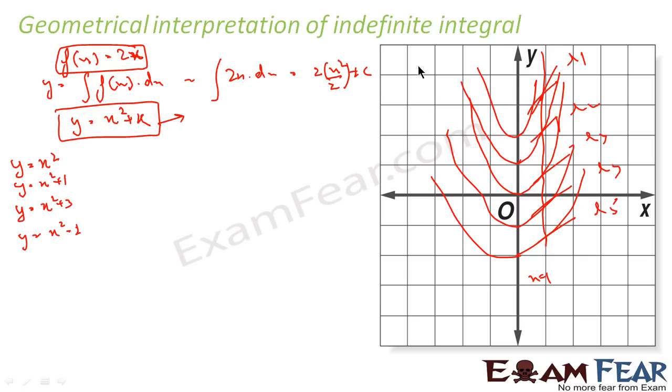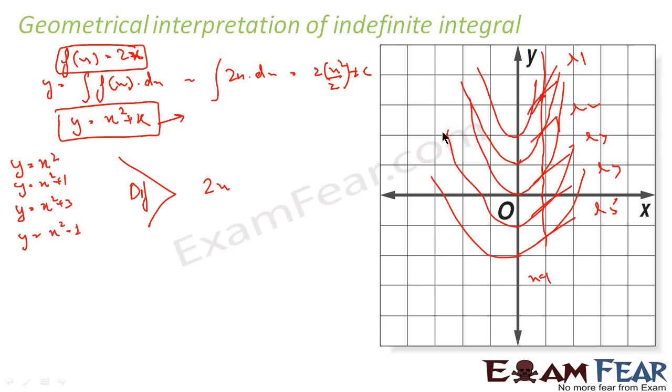And the reverse way is also true. If you take any of these graphs and find dy/dx, that is the differentiation of this, you get the same value. You take the differentiation of any of these, you get the same value, that is 2x. And that is nothing but the slope, 2x, at any point. That is how you represent it geometrically.